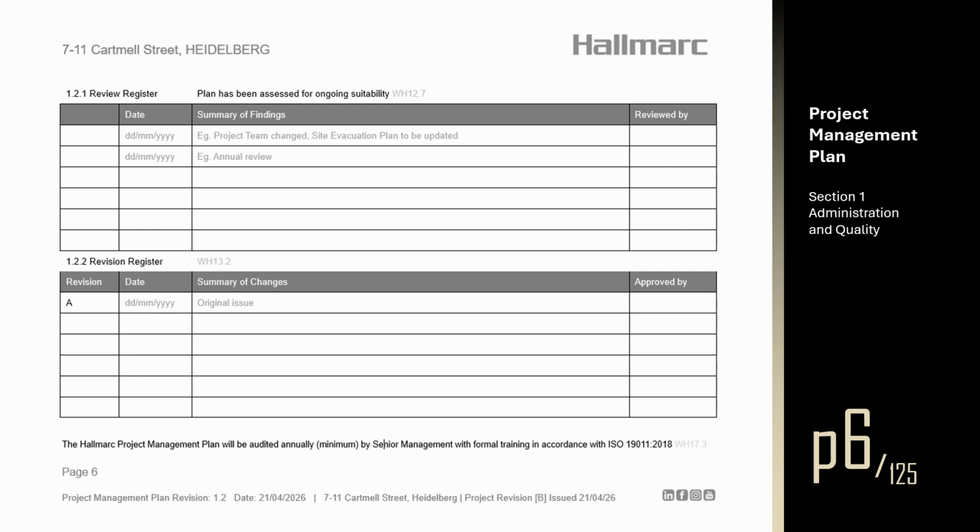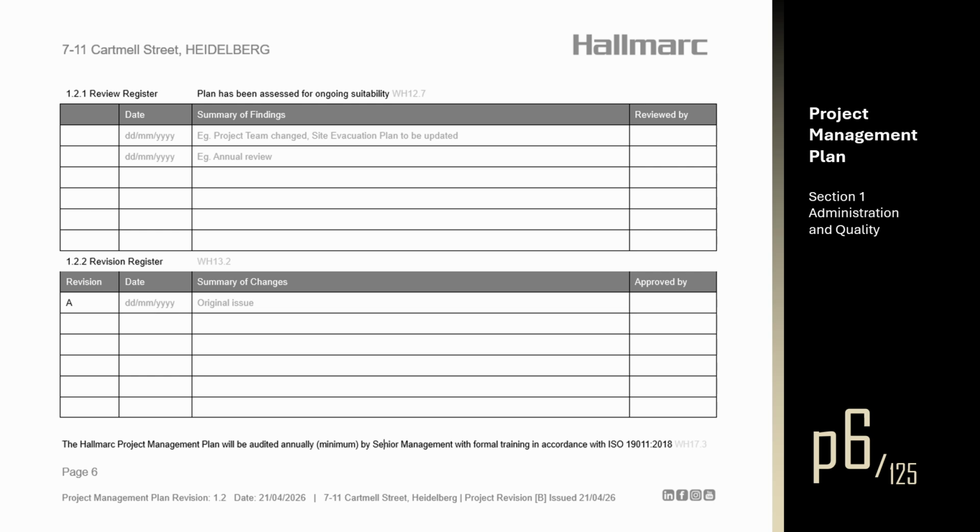Section 1.2.1. Review Register. Complete this table to demonstrate that the project management plan has been assessed for ongoing suitability. Section 1.2.2. Revision Register. Complete this section to summarize actual changes to the project management plan.